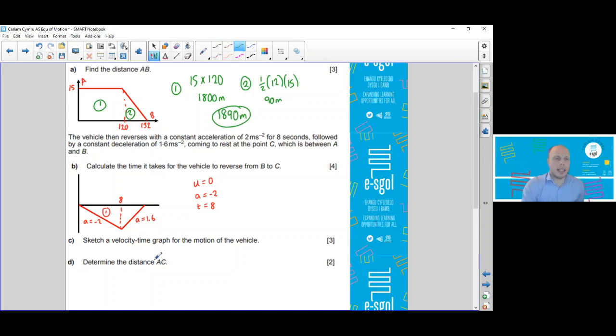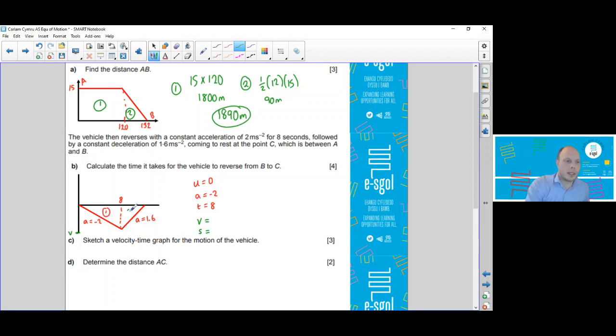Now, I'm running a bit short on time, so what you would need to do is find v, this value here, and also find s. You can do that just by finding the area of the triangle, because once you've got your v value there, you've got the width and the height of your triangle, you can just do that.